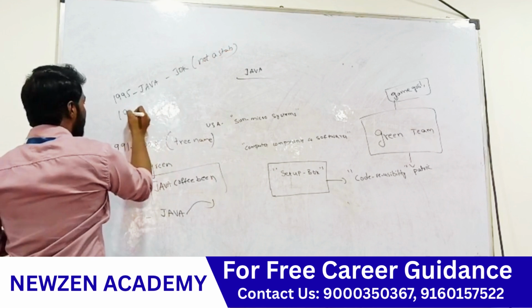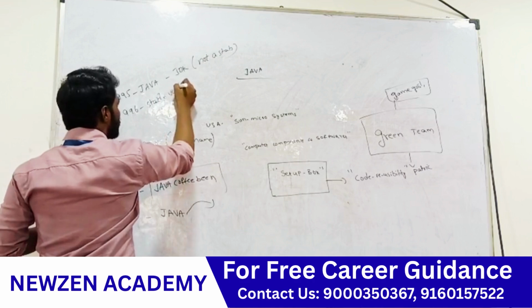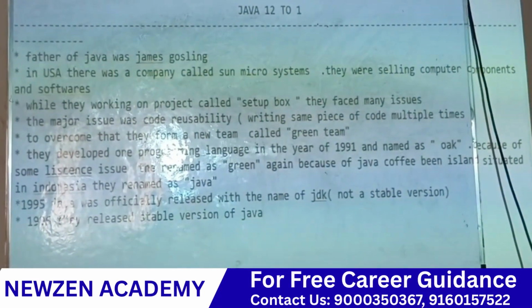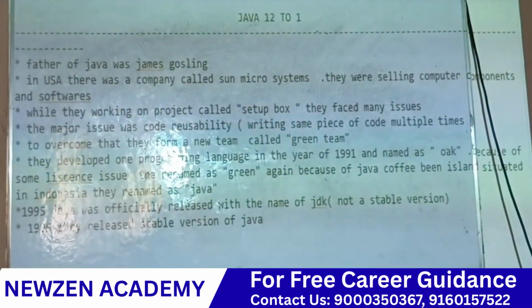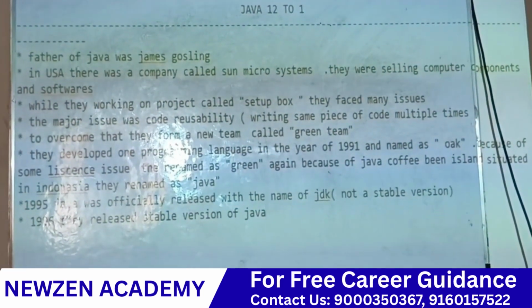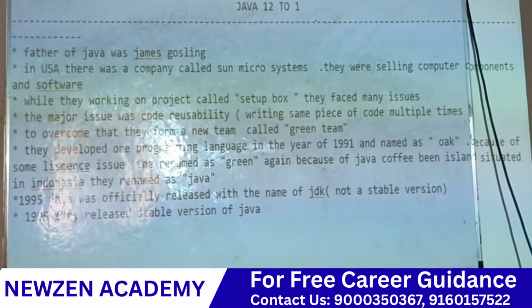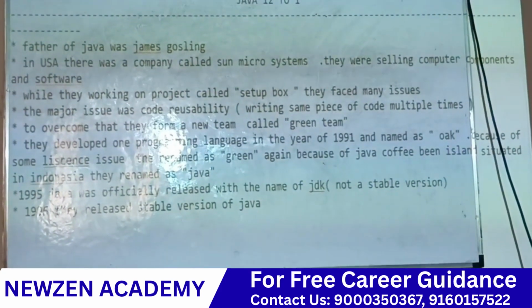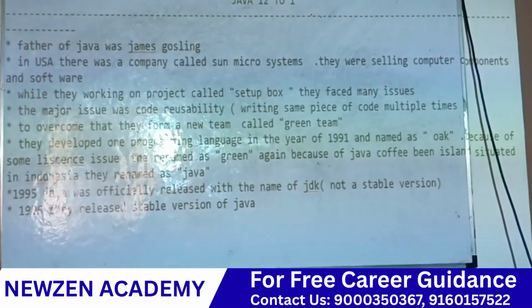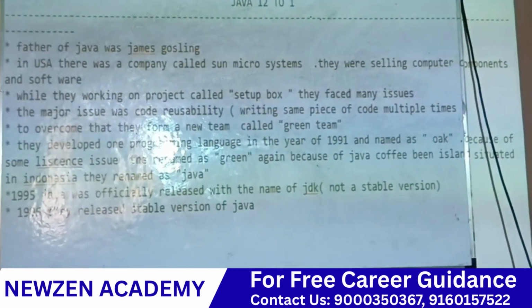After that, in the year 1996, the stable version of Java was released, sir. The father of Java was James Gosling. In the USA there was a company called Sun Microsystems, selling computer components and software. Once they got one project. What is the project name? Set-top box.